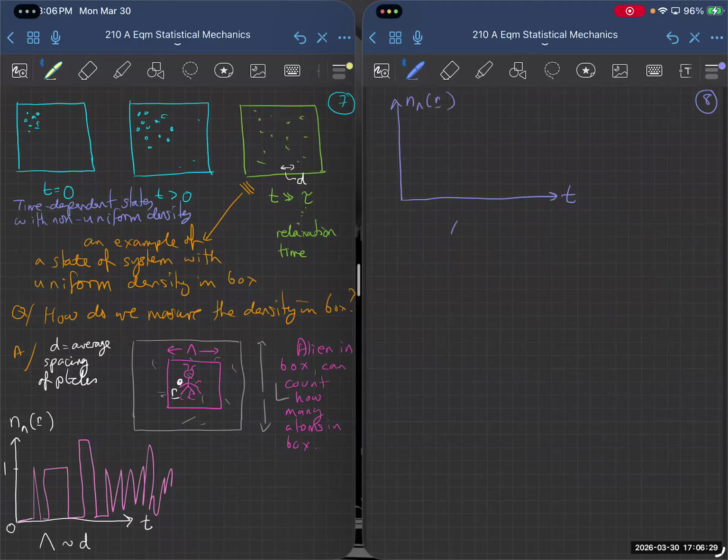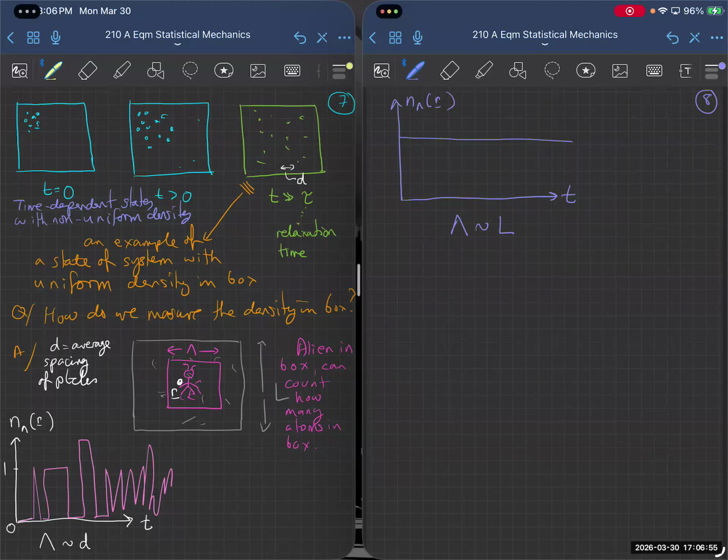And in this one, I'm going to say L is of order the size of the original box. So what is the alien going to count? The total number. The alien is going to sit there and say, it's 3.491 times 10 to the 23, and then 3.491 times 10 to the 23 again. Okay, so that is, again, absolutely useless. You just get a signal like that.